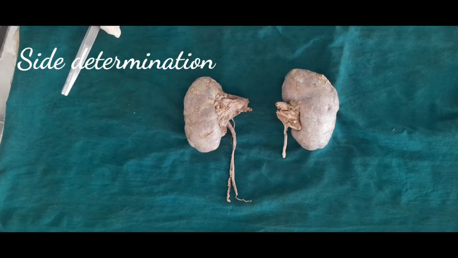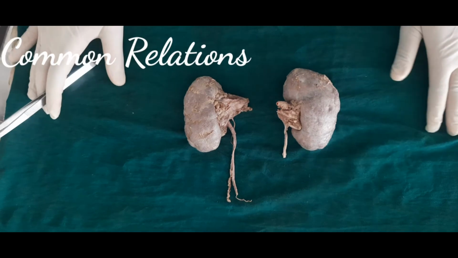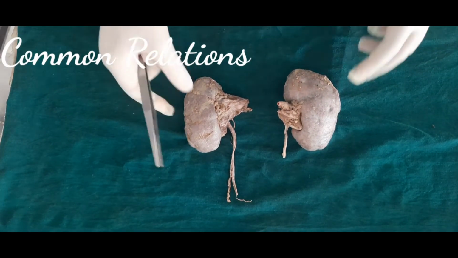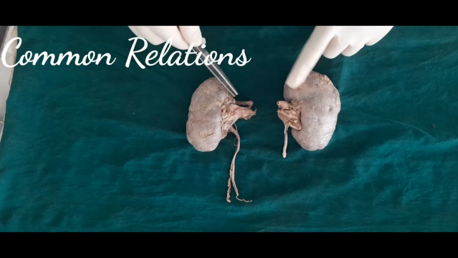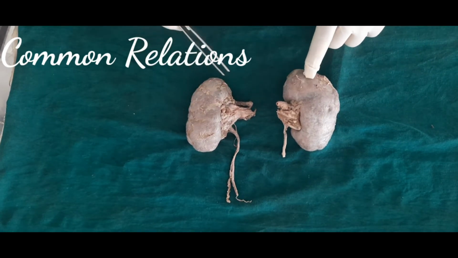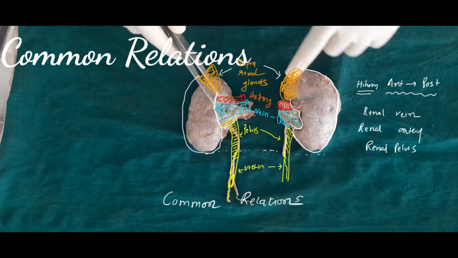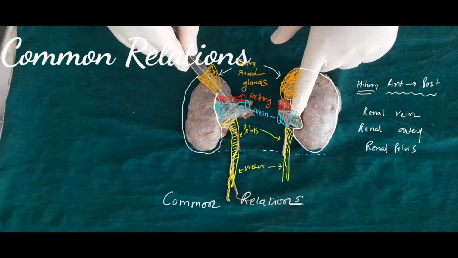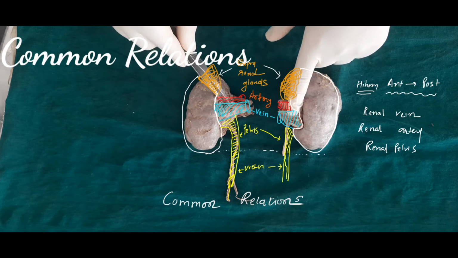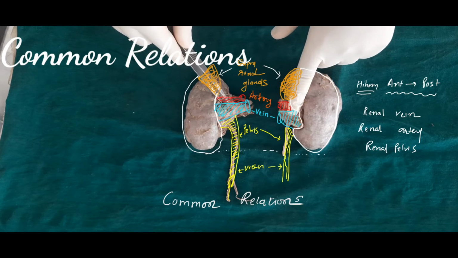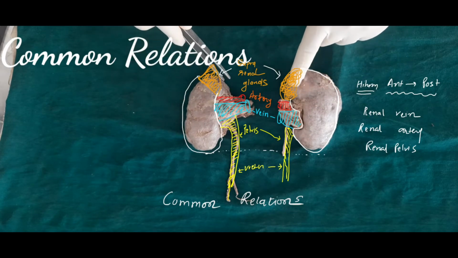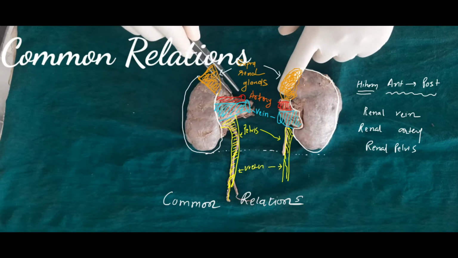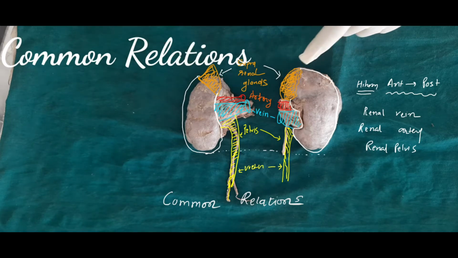Now the relations. Let us see the common relation first. Both the kidneys are commonly related at the upper pole with the suprarenal gland, and the medial border is related with the hilum, structures of the hilum, which we already discussed, and on the medial border again, in the upper part, it is related with the suprarenal gland. So these are the common relations.